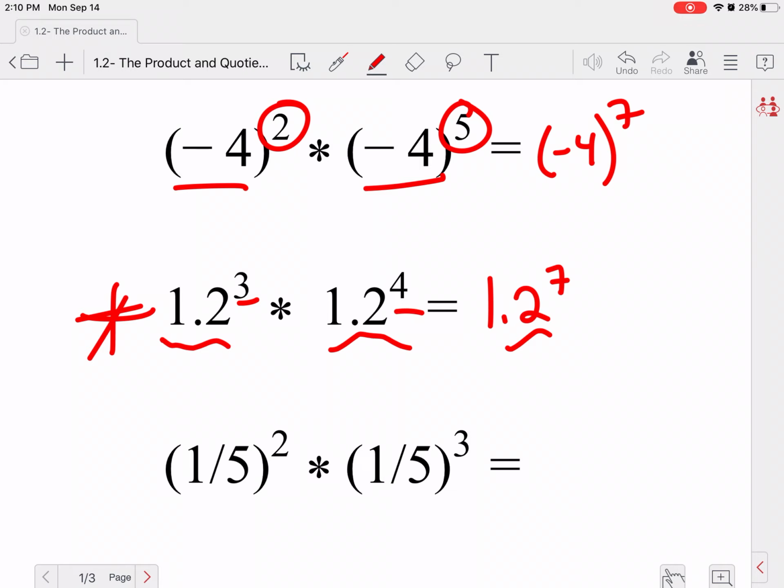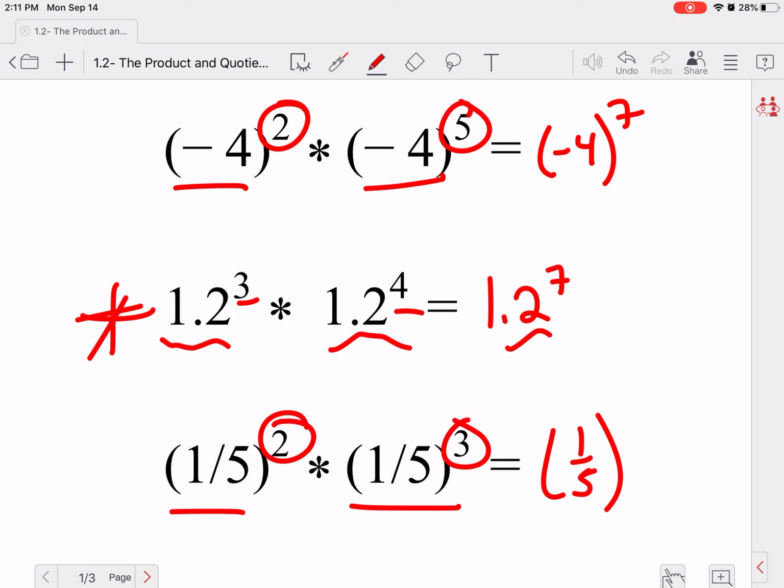Same thing even if there's a fraction, because the base is exactly the same. I know my base is going to be 1/5 in my answer, and then I'm just going to add my exponents. Notice, add my exponents, 5. I was correct. Notice my base is not changing. So I didn't do 1/5 times 1/5 is 1/25 over here. The base stayed the same all the way through.